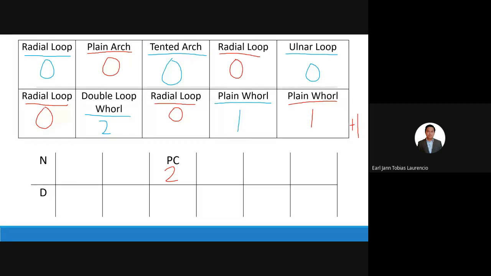Ilan ang total niyan? 3 po, sir. 3. Tapos? Plus 1 po. Plus 1. 3 plus 1. 4, sir. Ang galing mo din. Ba't ang galing nyo sa math? Okay, so the denominator is 4. Ayan. So that is the primary classification of this set of fingerprint patterns. 2/4. Okay? Sino ang hindi nakaintindi? Mayroon pang naguguluhan sa buhay?